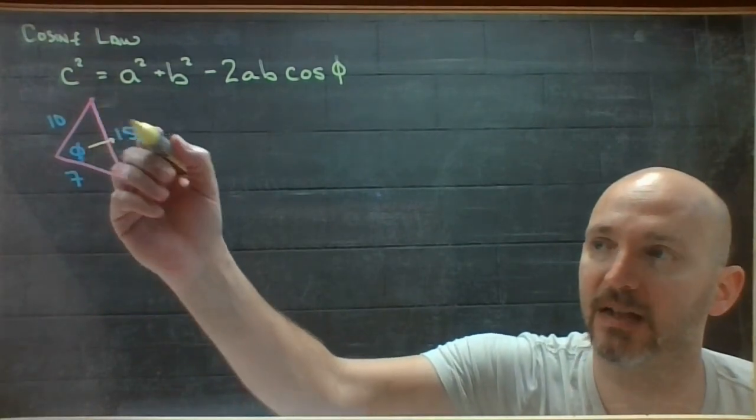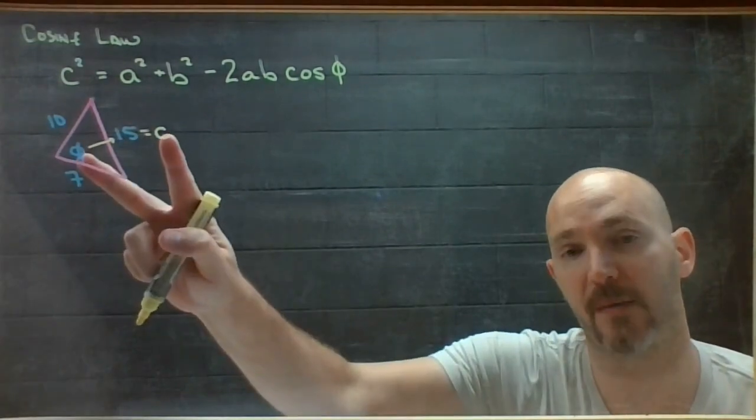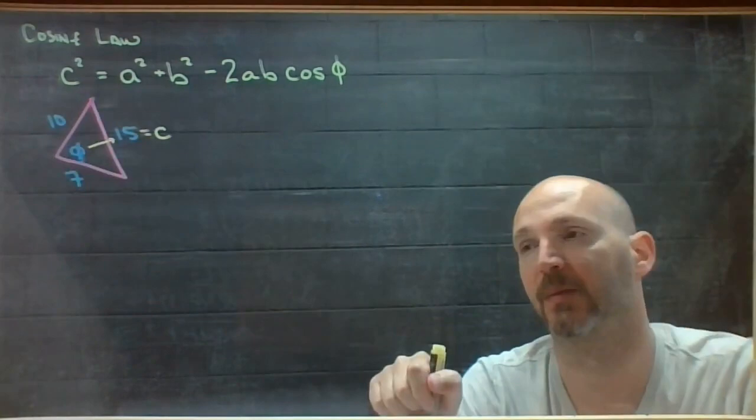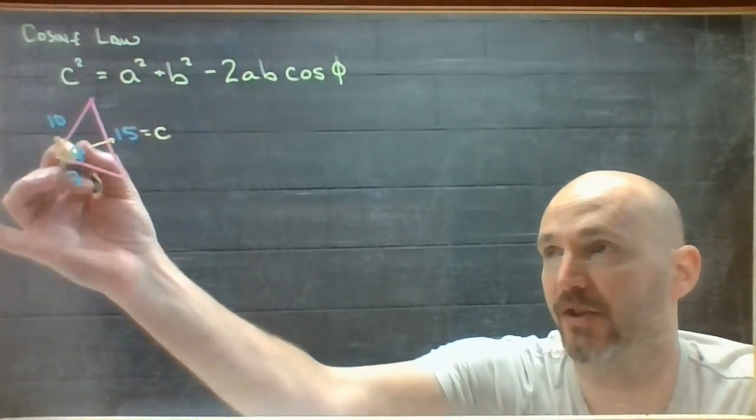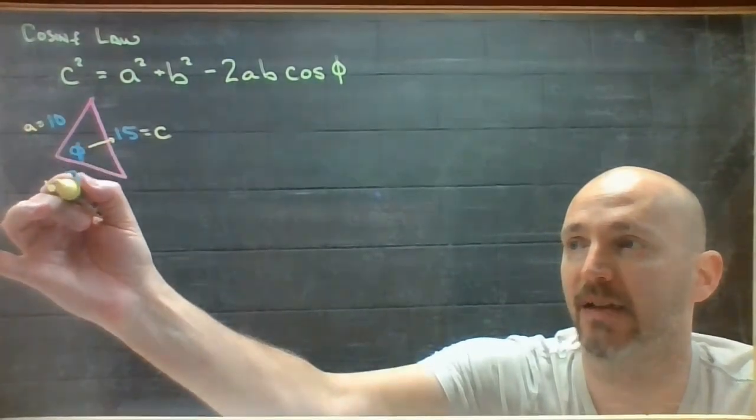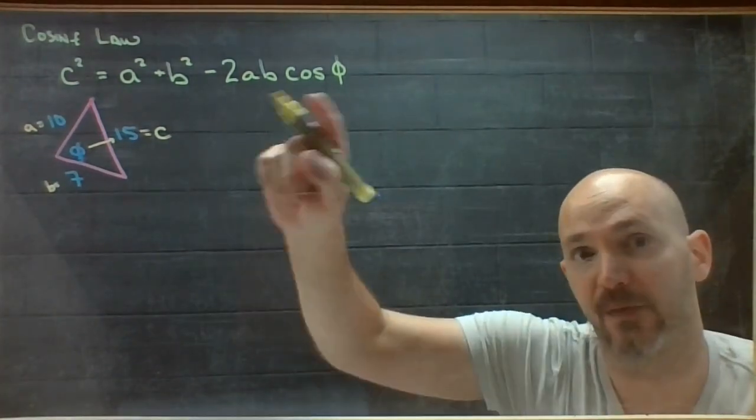So the 15 is going to be my C value, because they are on opposite sides of the equation. A and B are really interchangeable, so I'm just going to make 10 A and 7 B. So I'm going to have to fill in this equation.